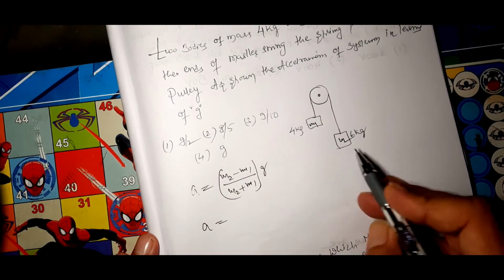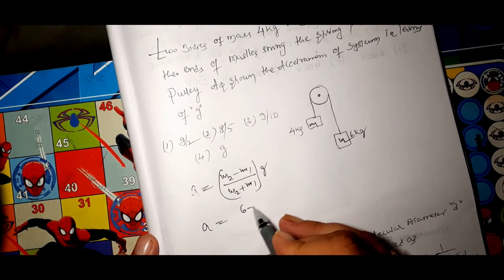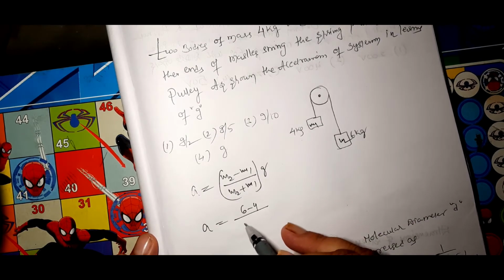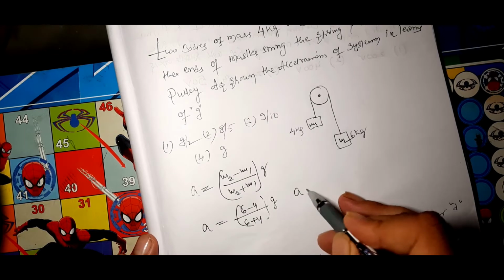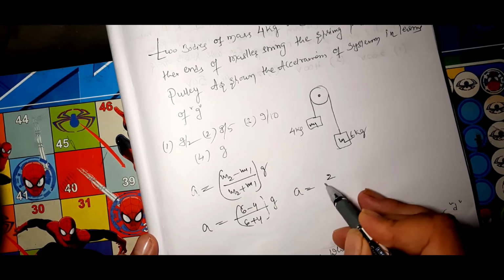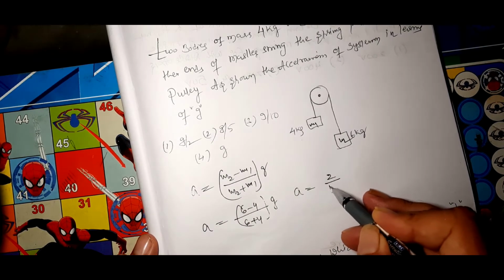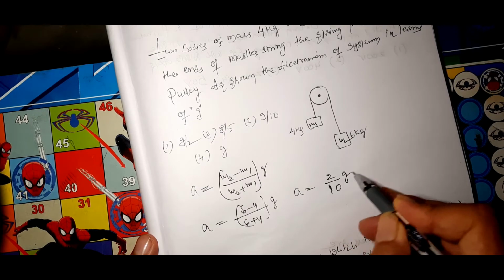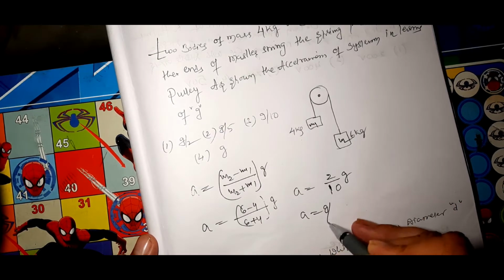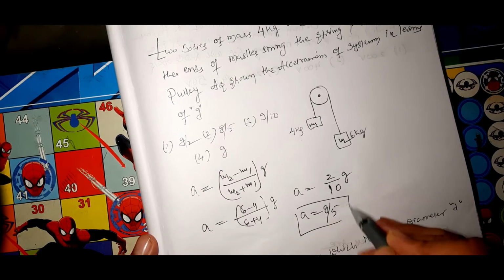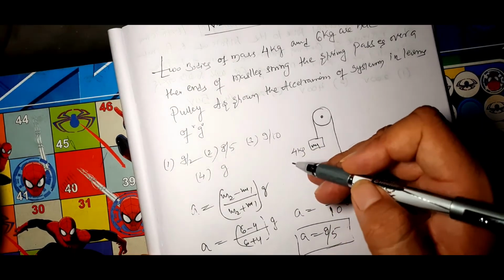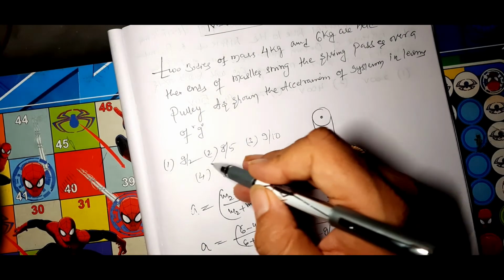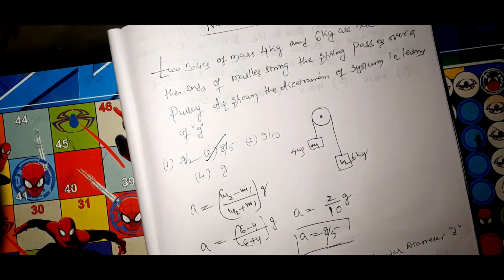So a is equal to m2 minus m1 over m2 plus m1 into g, that is 6 minus 4 over 6 plus 4, where 6 plus 4 is 10, into g. So a is equal to how much? g by 5. a is equal to g by 5. The correct option is the second option, g by 5.